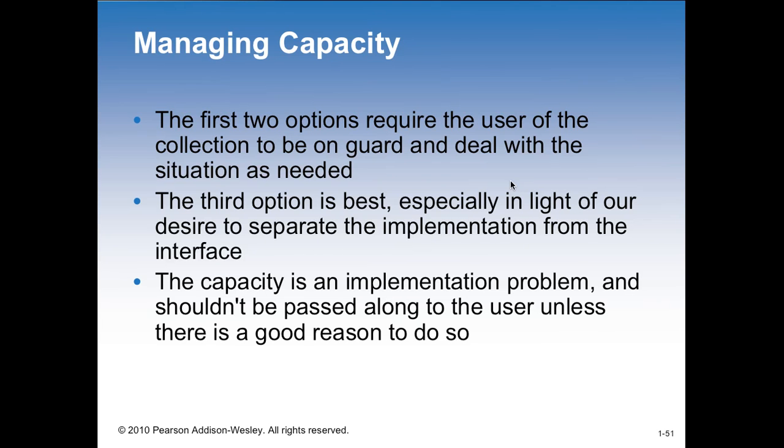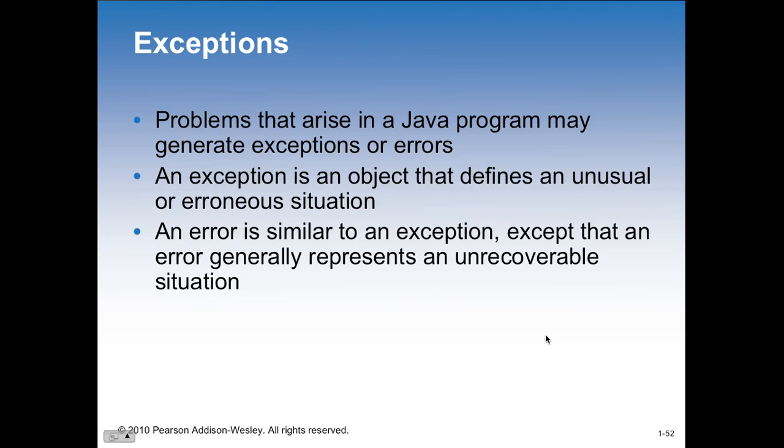The first two options require the user of the collection to be a guard and deal with the situation as needed. The user's not going to sit around and go, okay, make it bigger. Okay, add another one. That's not going to work. The third option is best, specifically in light of our desire to separate the implementation from the interface: make it grow dynamically. The capacity of the implementation is a problem that shouldn't be passed along to the user unless there's a good reason to do so. That's just a software engineering approach to it. Don't make the user make the structure bigger. If you think about it, isn't that what most databases do?